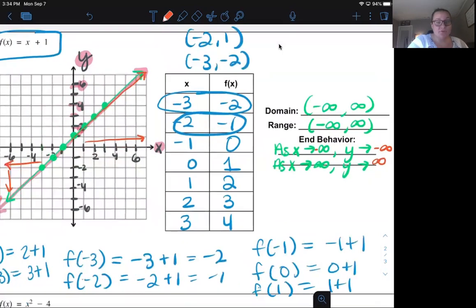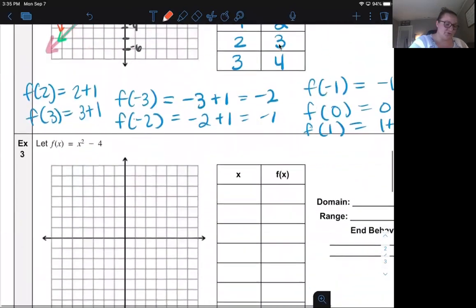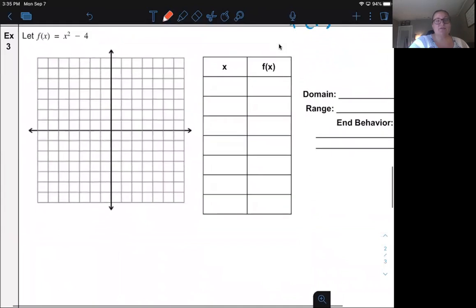So now why don't you go ahead and give an example a shot on your own. For your example, you're going to let the function be equal to x squared minus 4. So f of x equals x squared minus 4. You're going to use a table of values to help you plot the graph and then connect your points with either a line or a curve depending on the shape that this particular graph takes.